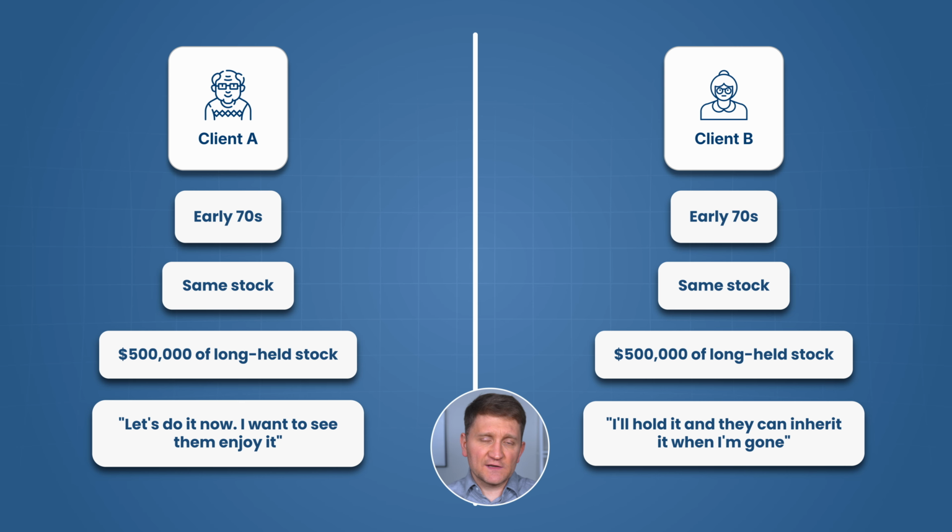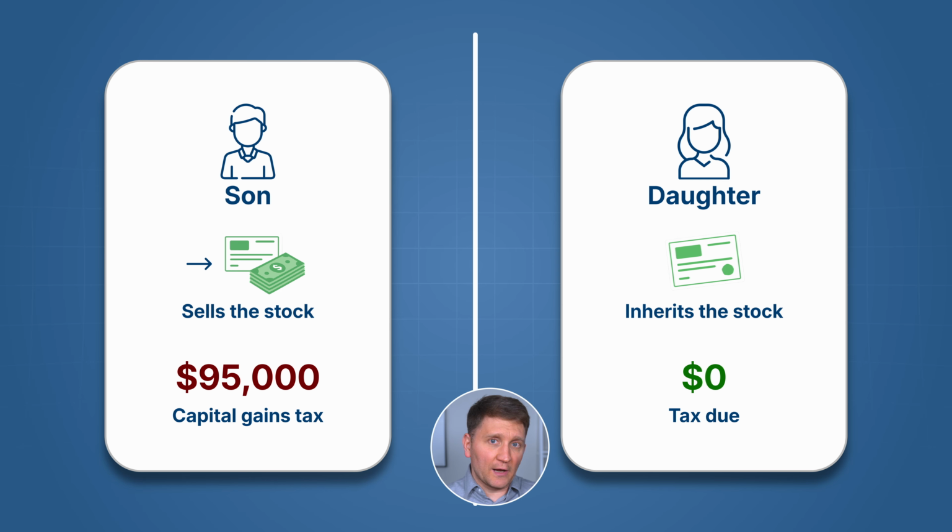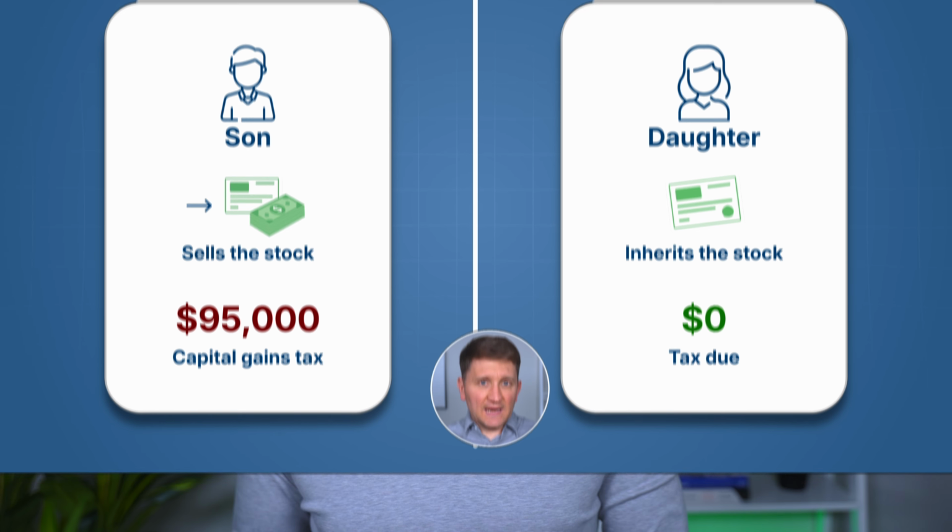Here's how those choices typically play out. Client A's son sells the stock and ends up owing about $95,000 in capital gains taxes. Client B's daughter, when she inherits, pays zero. Same asset, same generosity, same intentions. But one decision can quietly cost a family nearly 6 figures. And here's the twist. In the right situation, Client A actually made the correct decision.